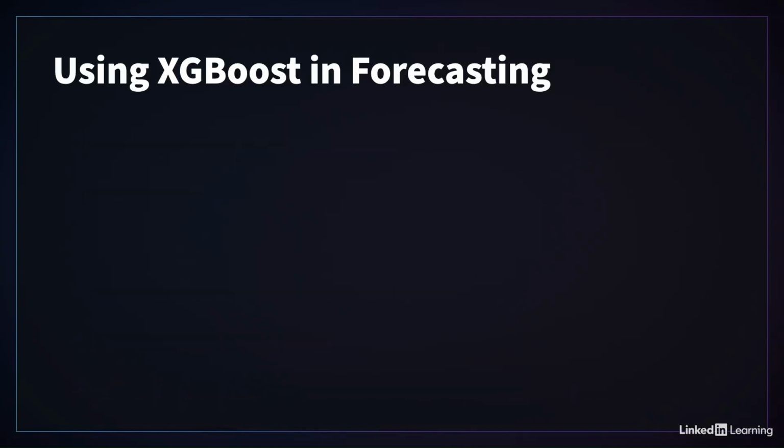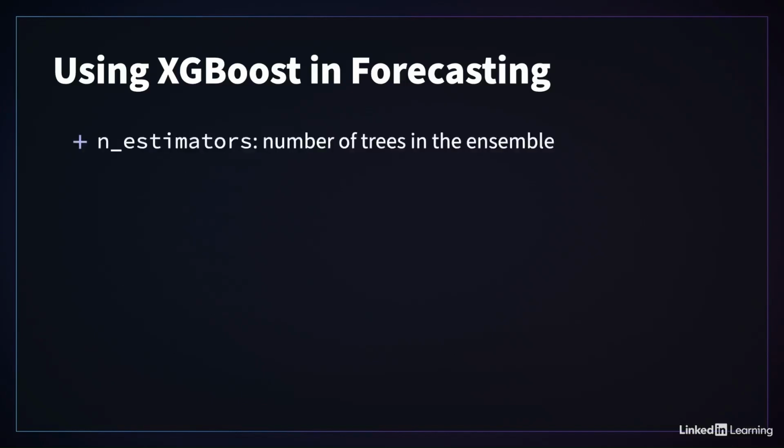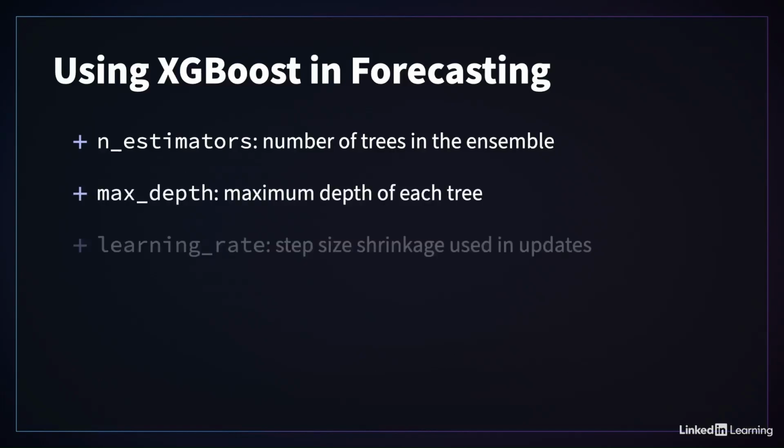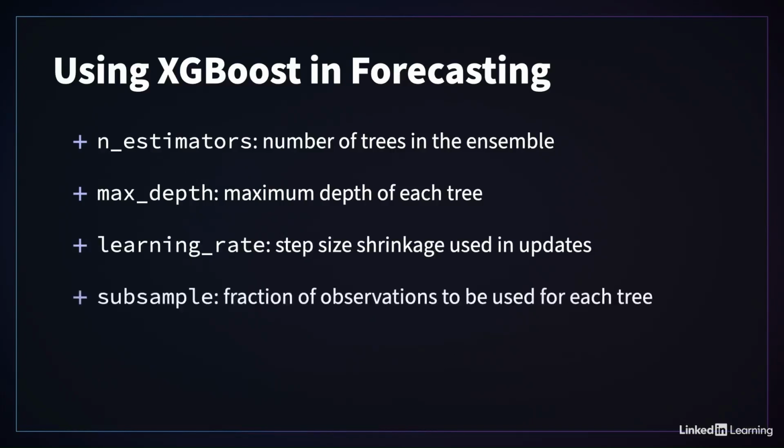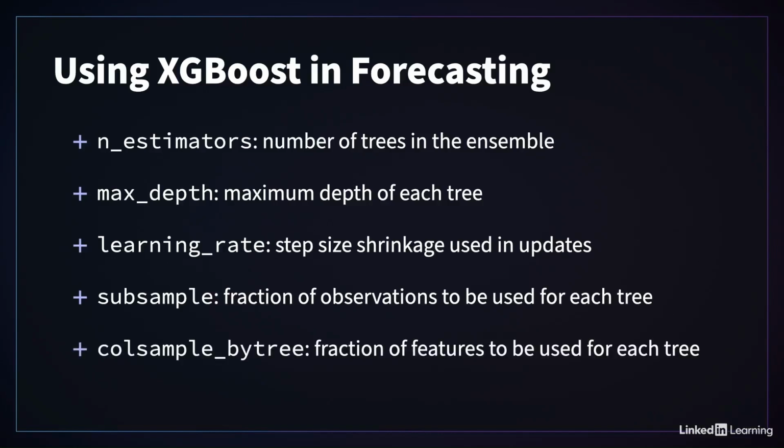We won't dive too deep in here, but here's a set of key hyperparameters that you can tune in XGBoost, among many others. N estimators, which determines the number of trees in the ensemble. Max depth, which sets the maximum depth of each tree. Learning rate, which controls the step size shrinkage used in updates. Subsample, which specifies the fraction of observations to be used for each tree. And colsample by tree, which determines the fraction of features to be used for each.